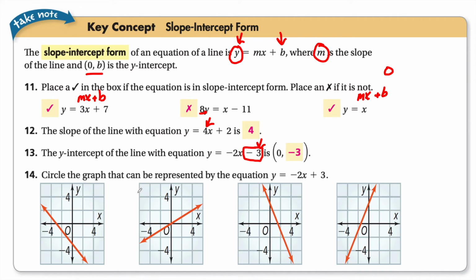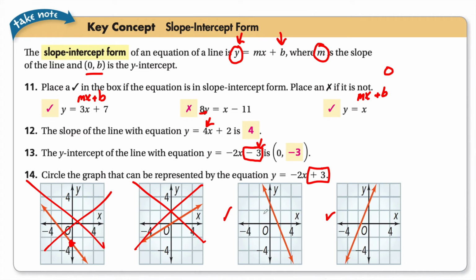Can you circle the graph that can be represented by the equation negative 2x plus 3? Well, the first thing you can look at is the fact that we're going to have to pass through the point 3 on the y-axis, which means negative 3, or what seems to be negative 3 down there, won't work. And the 0 will not work. So now we're in between this graph or this graph.